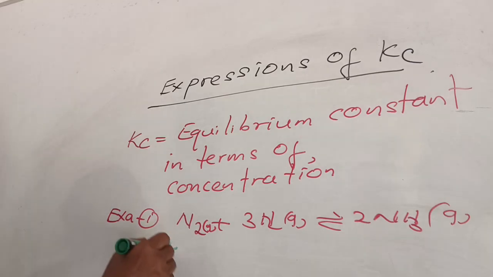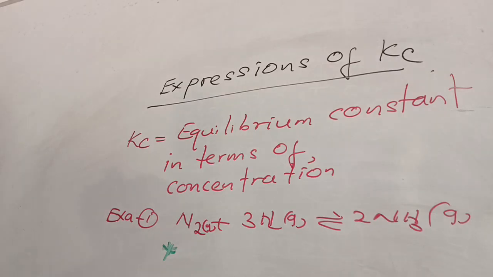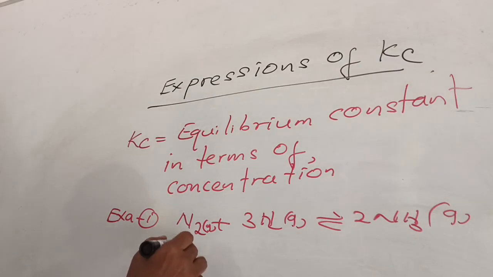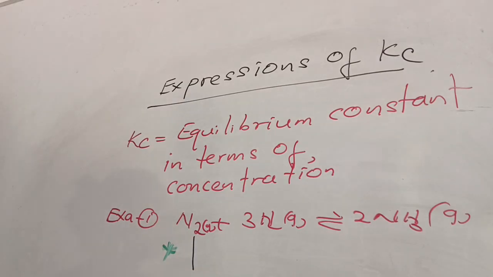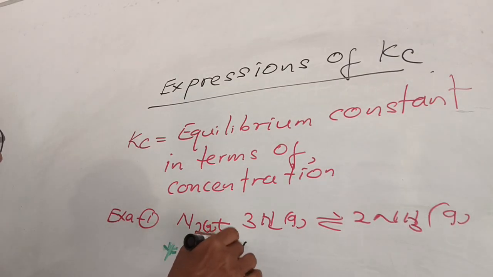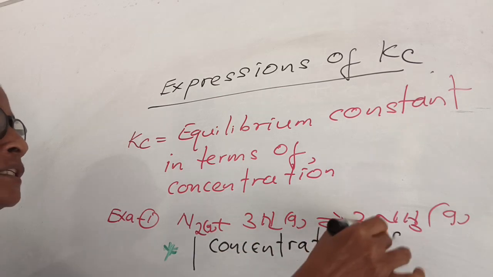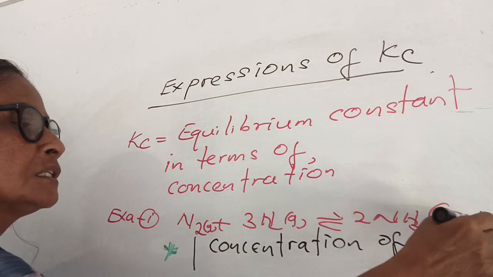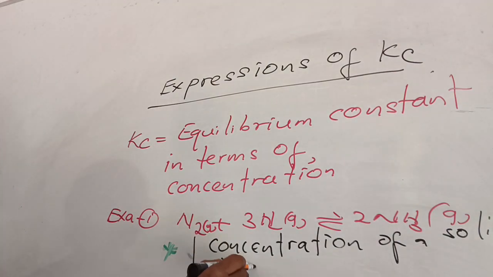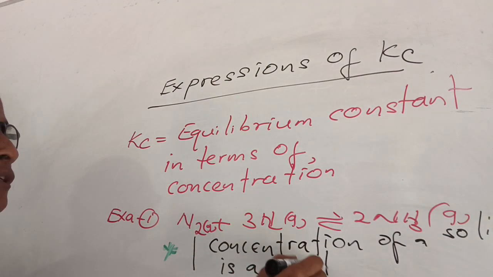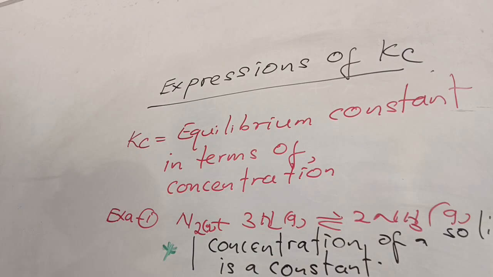There is a very vital part in Kc. Any reactants or products in the solid state are not included in the Kc expression. We say the concentration of a solid is a constant. As the concentration of a solid is a constant, it is not included. Any solids or liquids, whether solid reactants or products, are left out of this equilibrium expression.